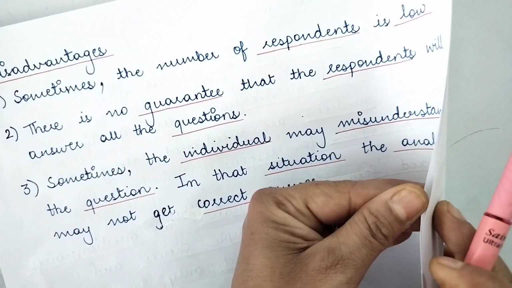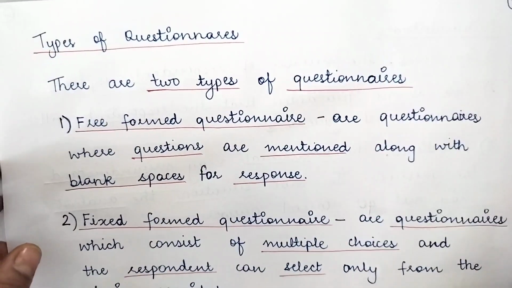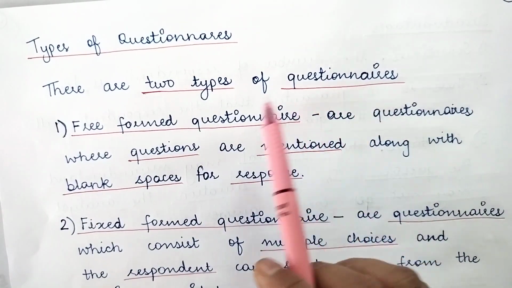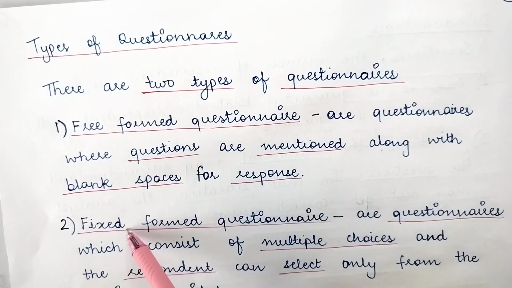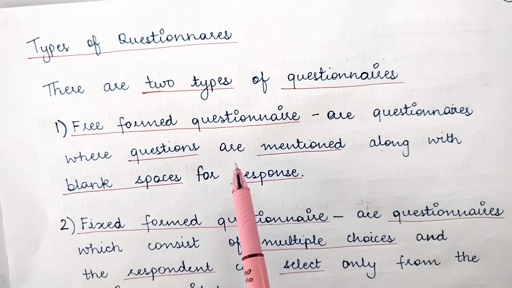Then let's look at the types of questionnaires. What are the different types of questionnaires? There are basically two types of questionnaires: free-formed questionnaires and fixed-formed questionnaires. So these are the two basic types of questionnaires that we have.